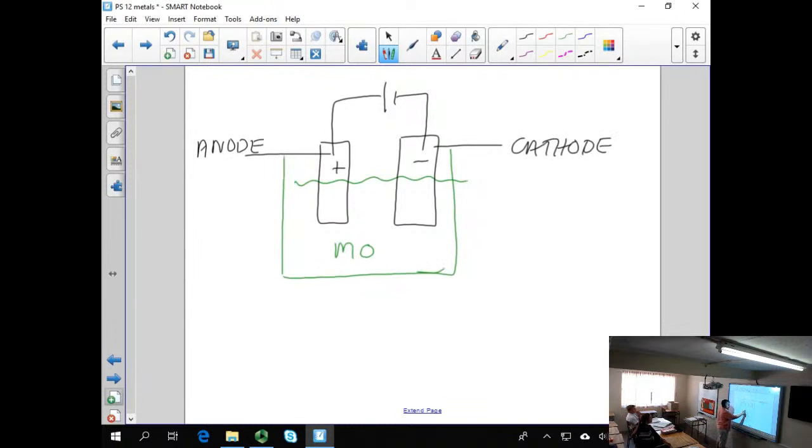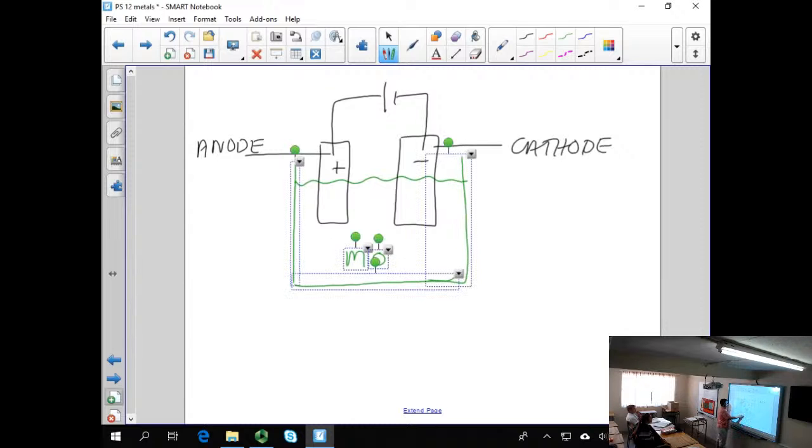Now, this metal ore that we've got over here, the metal part and the non-metal part, the metal is going to have a positive charge and the non-metal will have a negative charge. It's an ionic compound. If I have an ionic compound, a negatively charged particle is going to be attracted towards the positive. It's as simple as that. So there goes my negative particle, and my positive particle is attracted to the negative electrode.